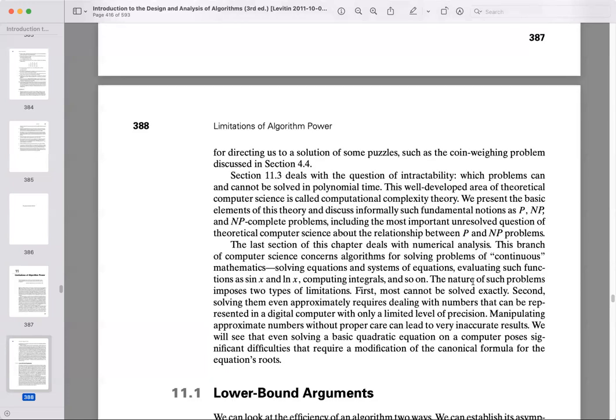The last section's on numerical analysis. It's unlikely we're going to get much out of there. I'll see when we get there, but I think for the most part we're going to skip over that, at least in any kind of reasonable way.